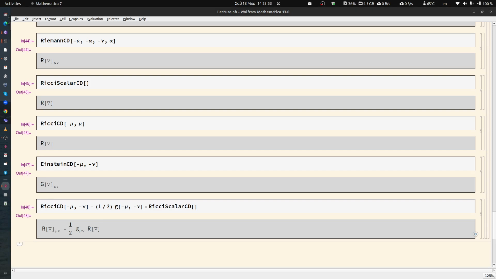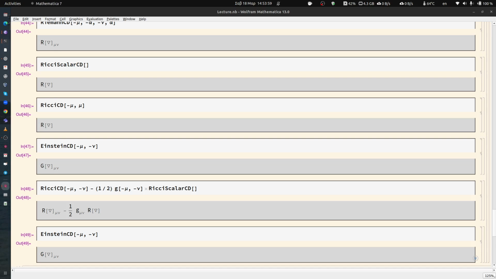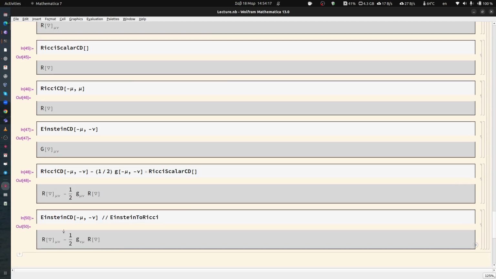So if you write this expression here, you will obtain the output form of the Einstein tensor. But if you apply the function EinsteinToRicci on it, then all the Einstein tensors in this expression, which of course is a very simple one here, will be replaced by their equal, which you see corresponds to that expression here.